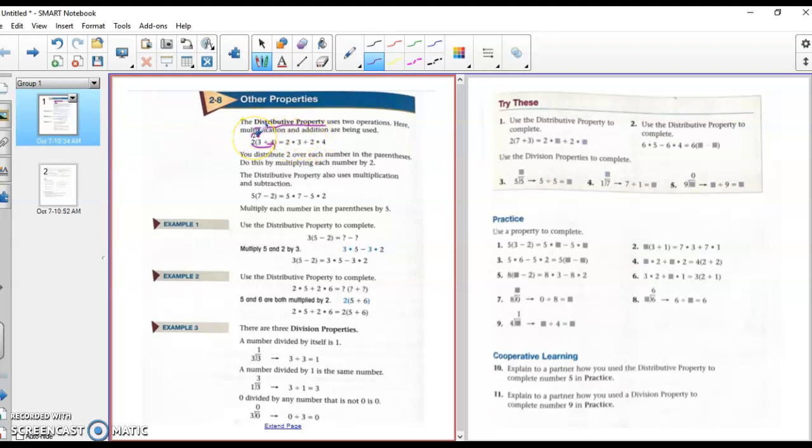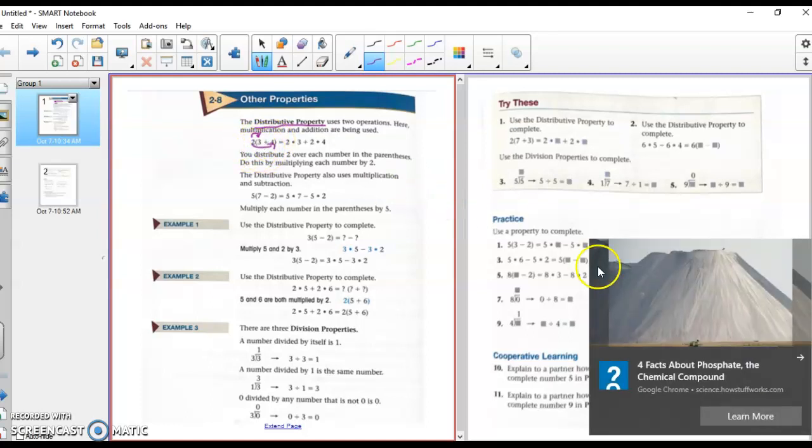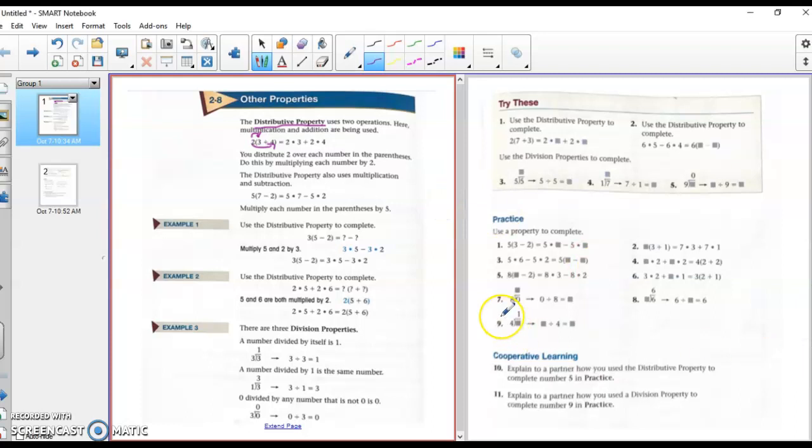So 2 times 3 and 2 times 4. So they took the outside number and they distributed it by multiplying by the first number inside the parentheses, then multiplying the 2 by the second number in the parentheses. You distribute 2 over each number in the parentheses. Do this by multiplying each number by the 2.